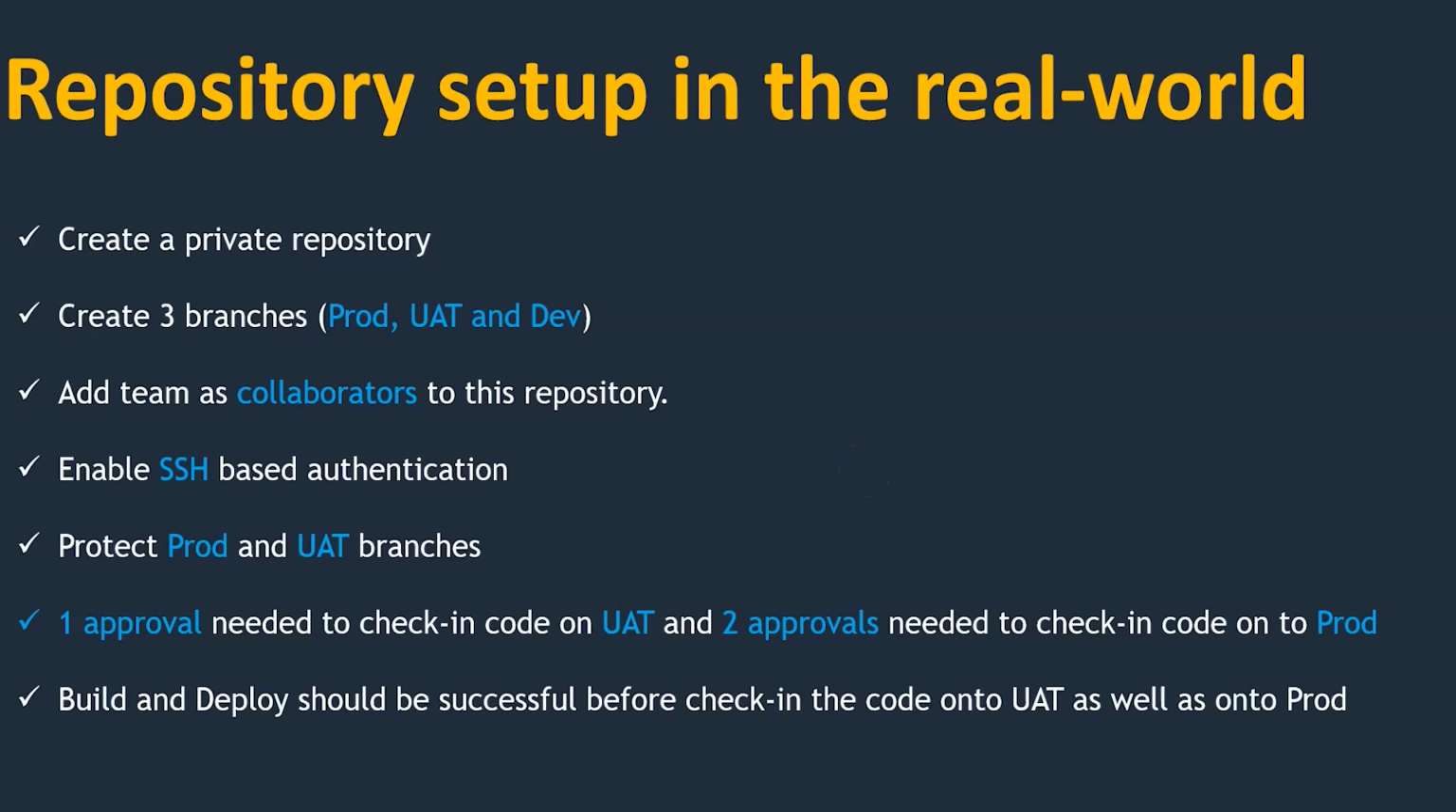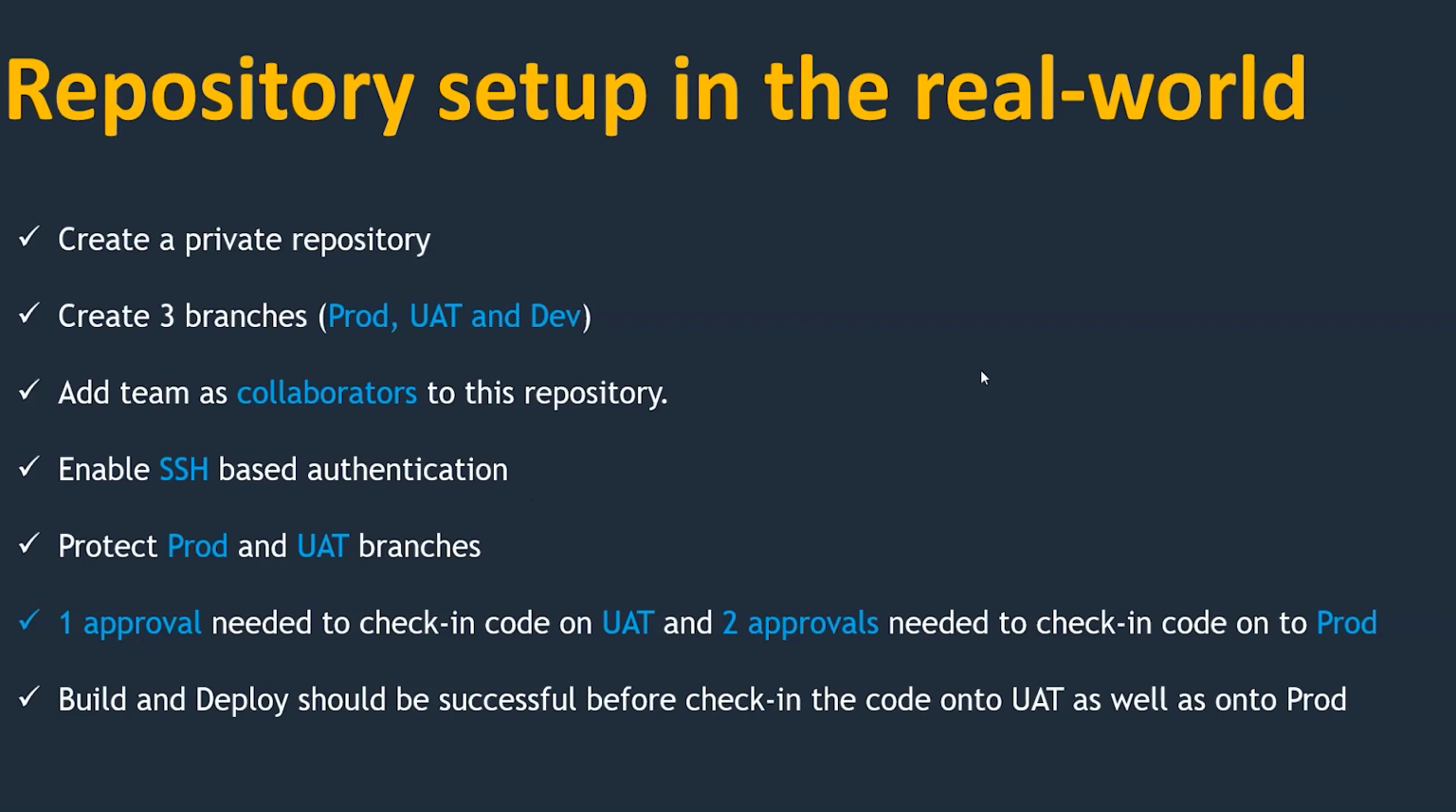Hello folks, welcome back. We are in the process of setting up our GitHub repositories accounts to secure our code. As part of that, we have completed almost all steps except enabling SSH based authentication. For this, each developer has to generate their SSH keys and share them with me, the DevOps engineer, so that I can enable SSH based authentication.